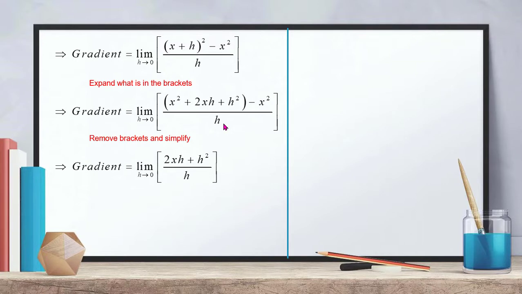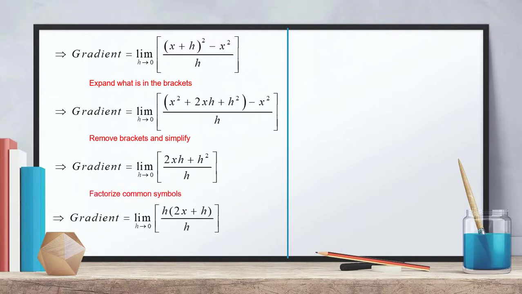Next, we're going to remove the brackets and simplify. Notice we've got an x squared there, and we've got a minus x squared. So these two will cancel themselves out, leaving us with 2xh plus h squared over h. 2xh plus h squared divided by h.